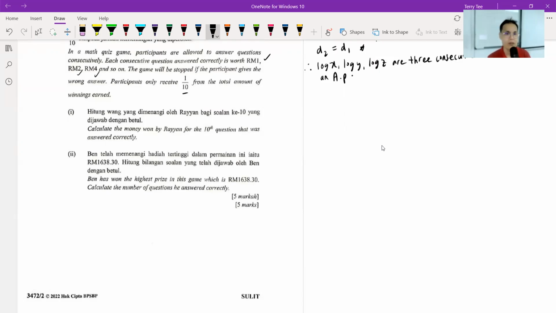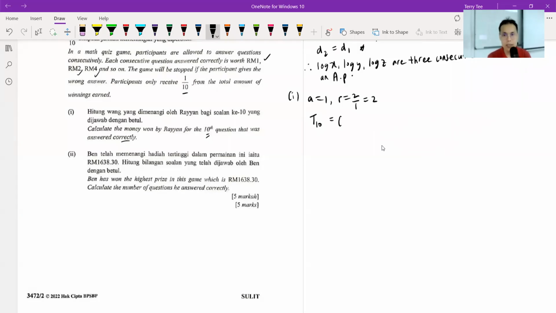amount of winnings earned. So first part, calculate the amount won by Ryan for the 10 questions that were answered correctly. So the first question answered correctly, let me write here, you get 1 ringgit. If you answer the second one correctly, you get 2 ringgit. So that means your common ratio is 2 over 1, which is just 2. Yeah, you double your money at every round. So you want to find out how much money he won on the 10th question, the 10th round. That means you're finding T10.